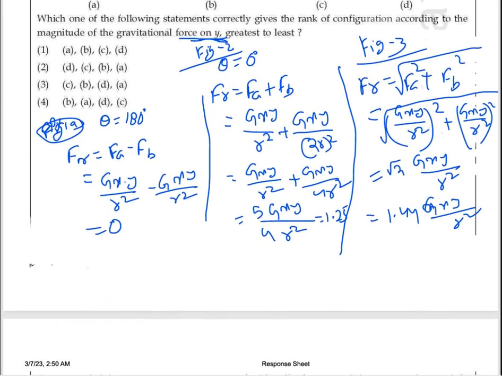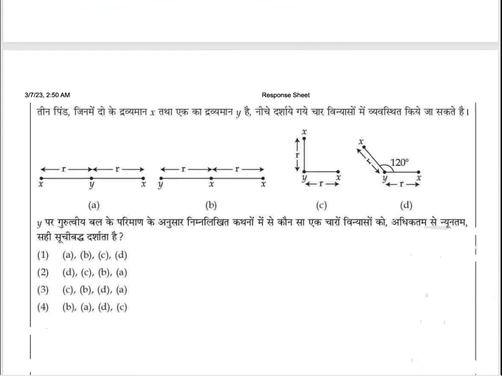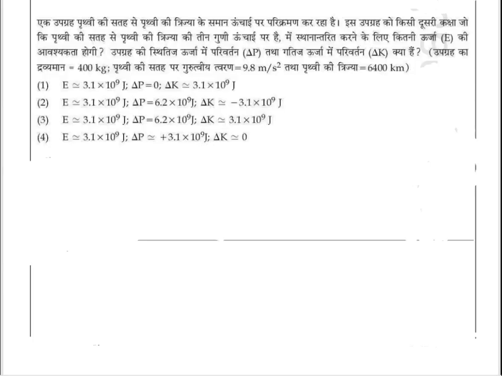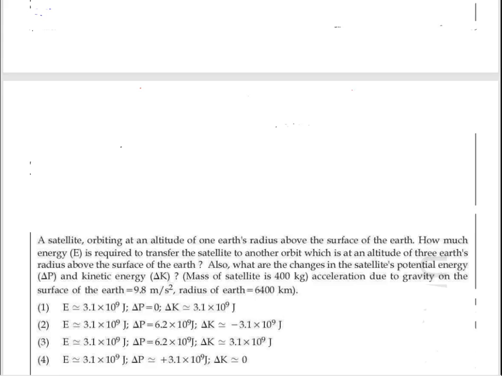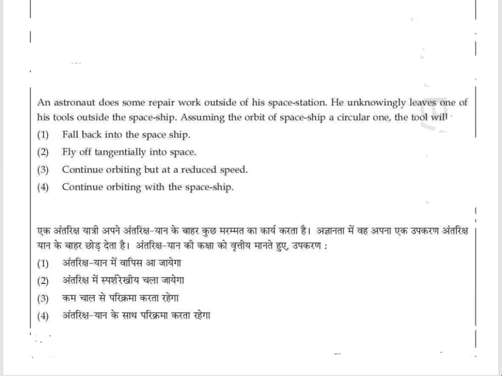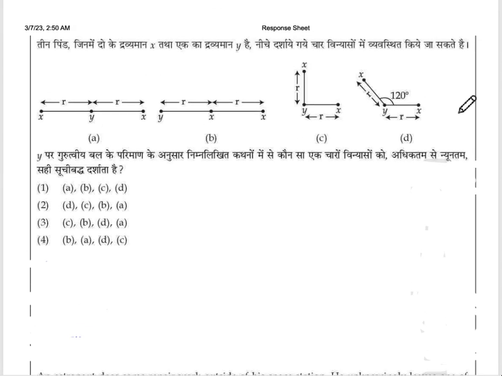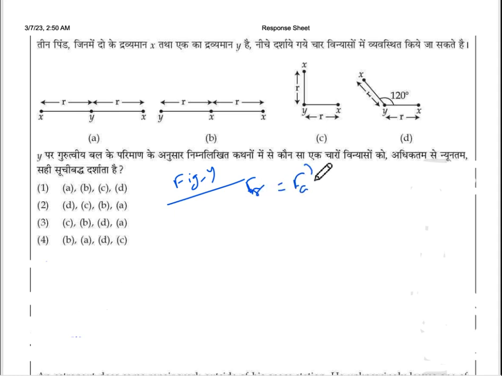Now I have to find the next one, the last one, where our angle is 120 degrees. So I'll solve here for the fourth figure. The resultant equals root over FA square plus FB square plus 2 into FA into FB into cos theta. So I'll take the values.